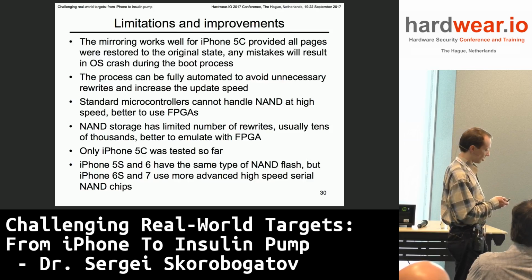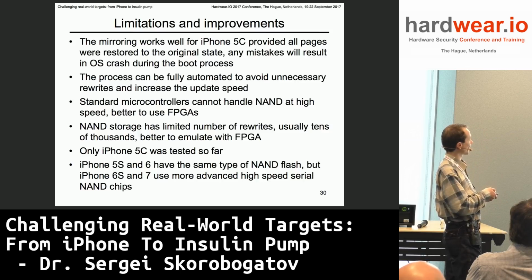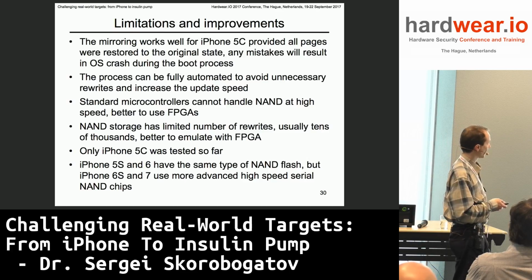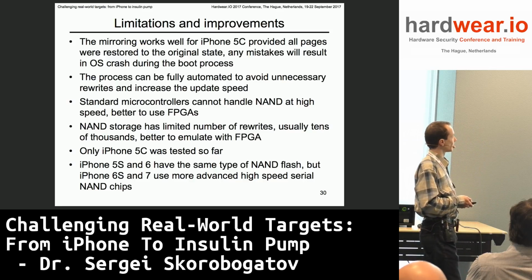And with other iPhones, only the iPhone 5S and 6 use the same type of NAND flash. In the iPhone 6s, 7 and later models, they use a high-speed NAND flash with a PCI Express interface, so they will be much harder to copy and to restore.